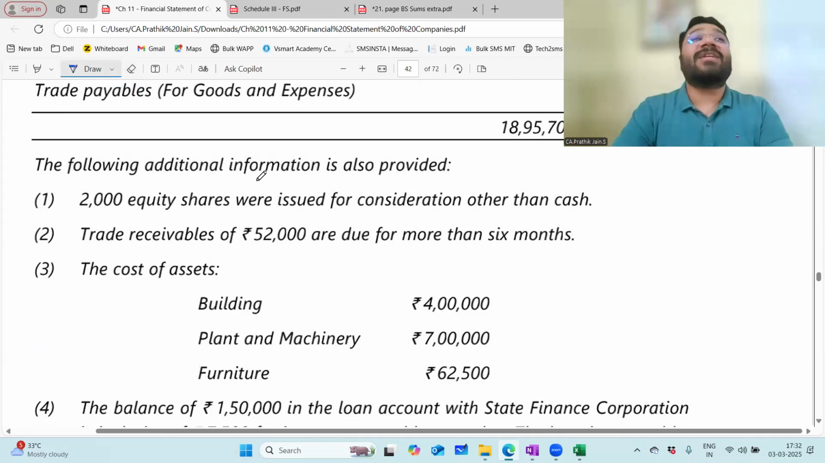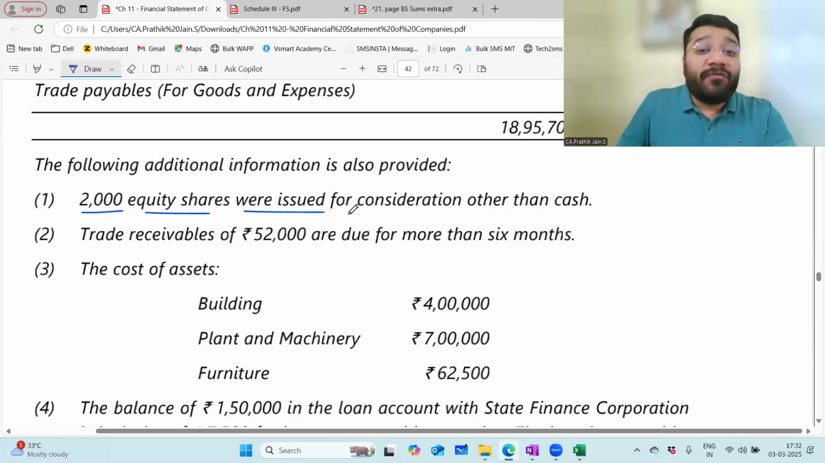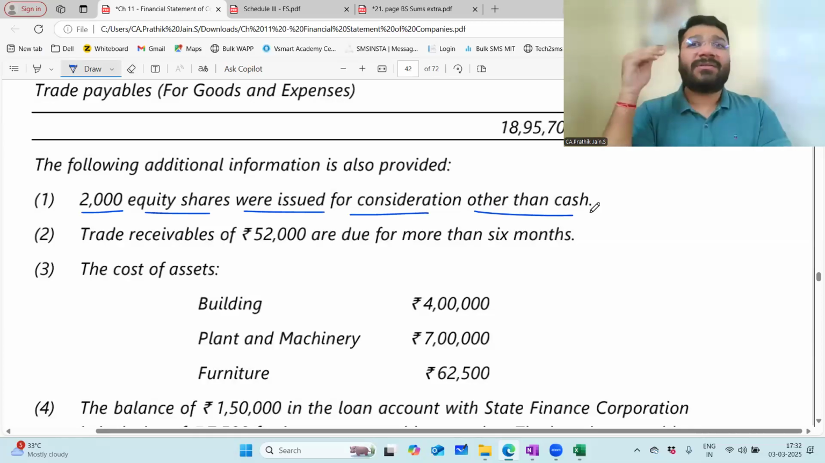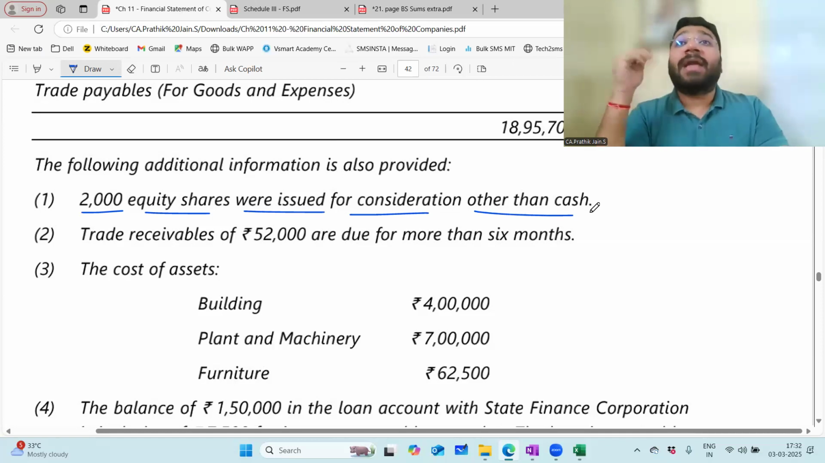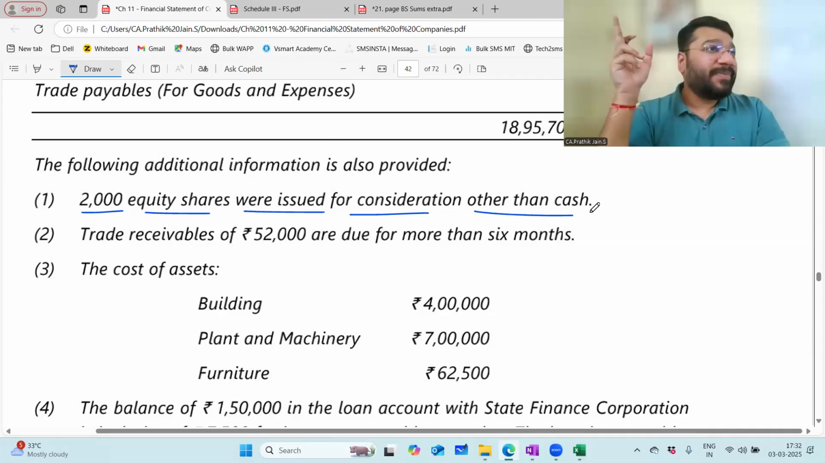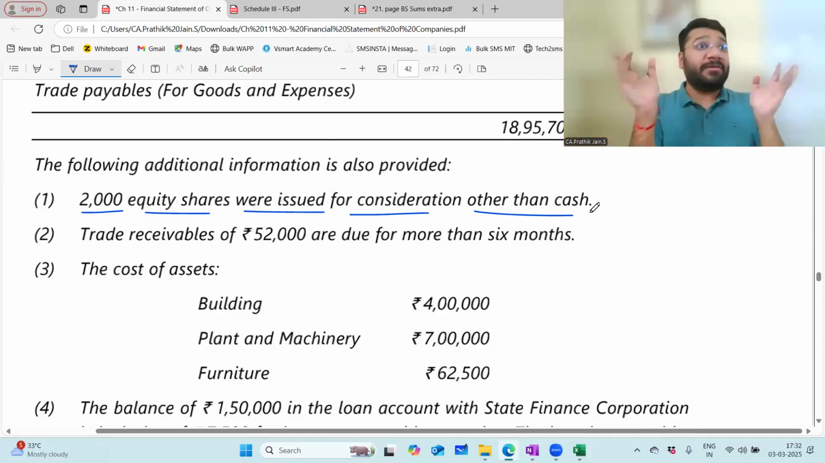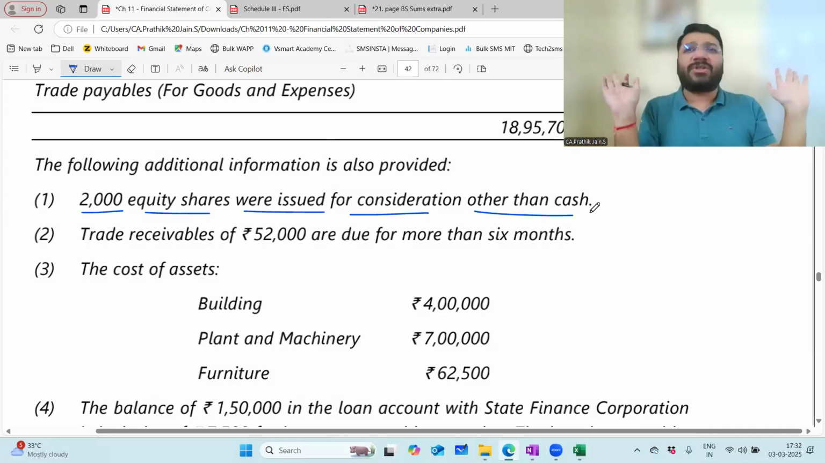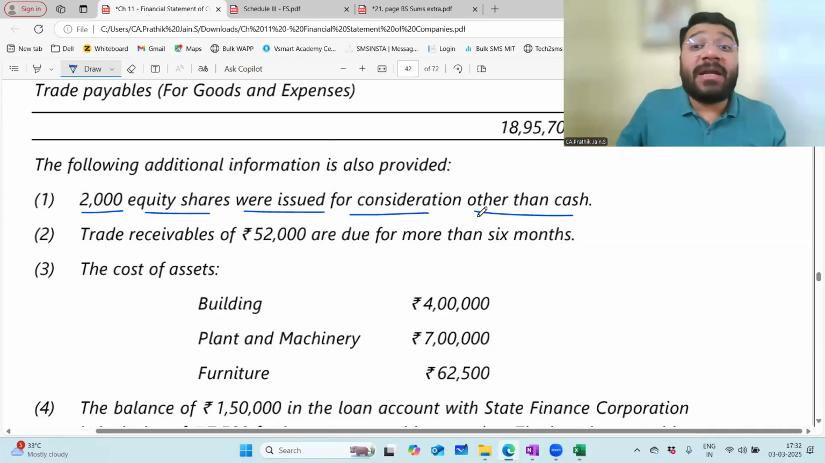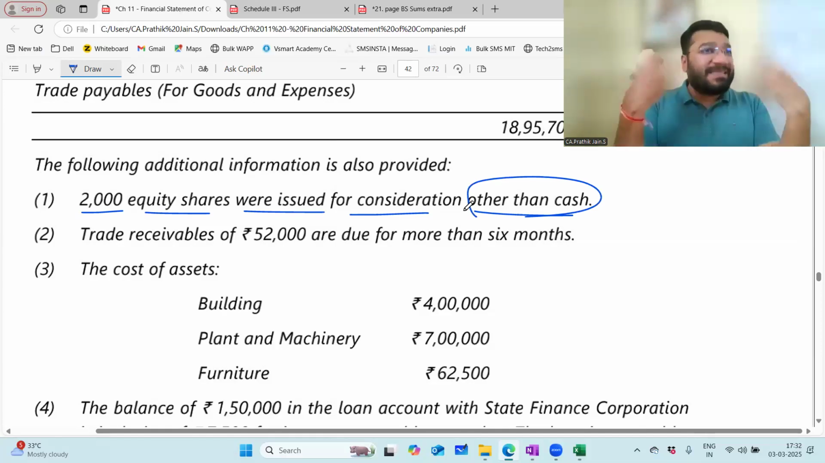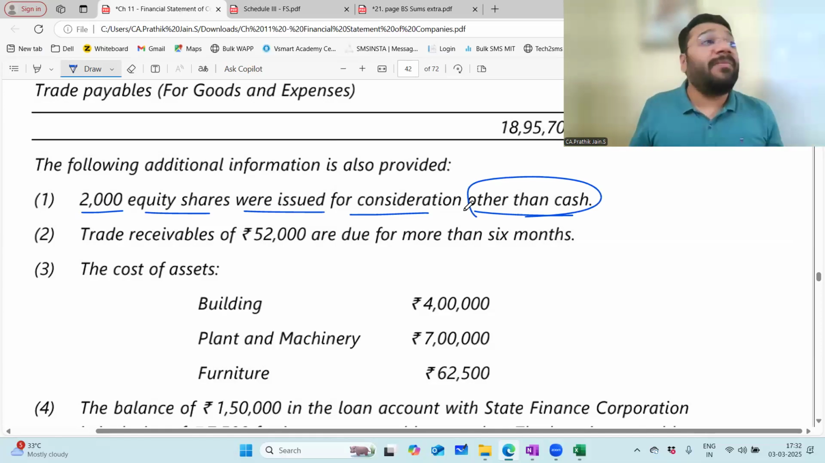The following additional information is also provided. 2,000 quantities of equity shares were issued for consideration other than cash. What is this? They've just been given, no? Is it cash or non-cash? No cash means bonus issue. Means I issued the share, I did not get anything in return. So no cash consideration. Here they're telling us consideration is there, but other than cash, means I have got something else. Asset, service, something I got. So this is information for disclosure. How many years of disclosure required? Only 1 year. This is a disclosure requirement. Wonderful. Where does it go? To your notes to accounts.